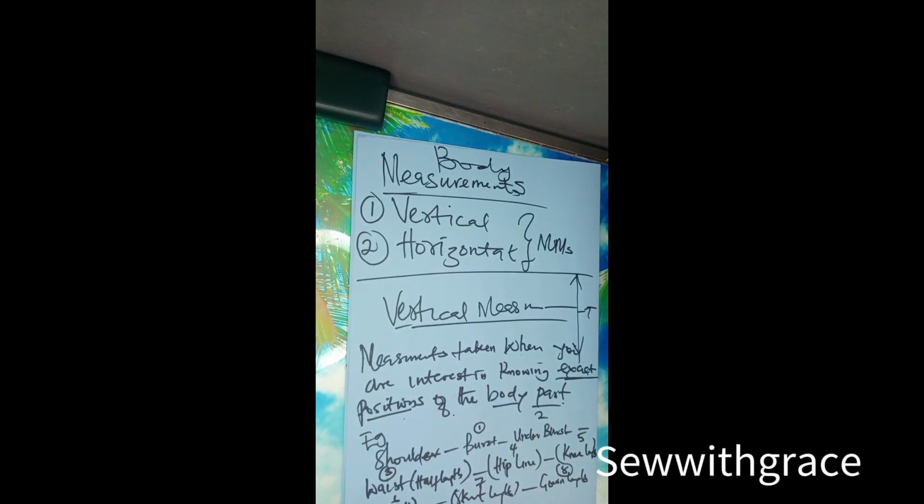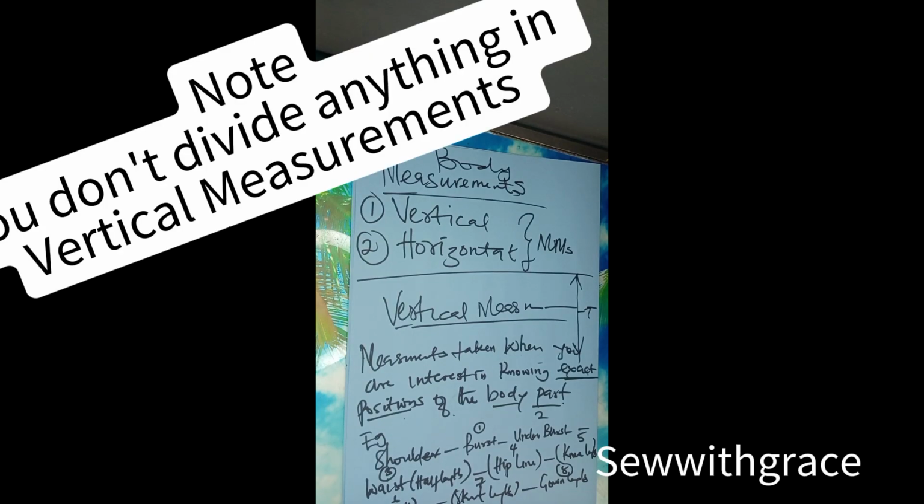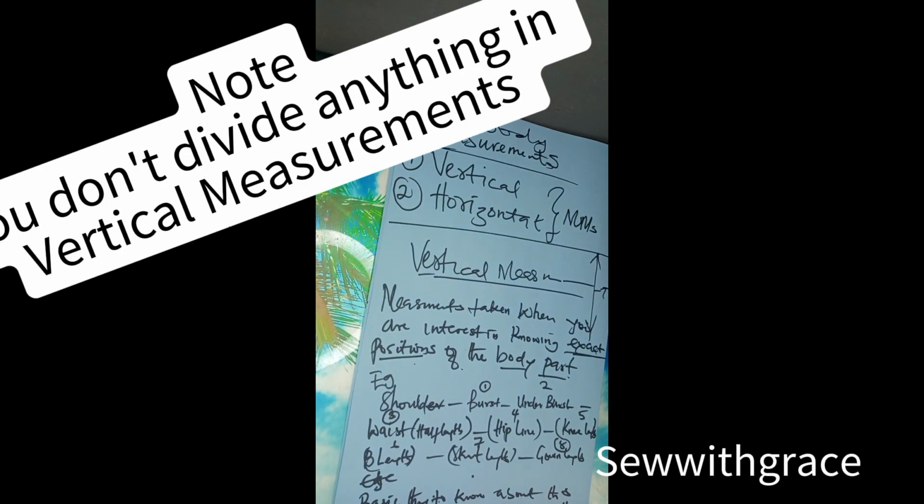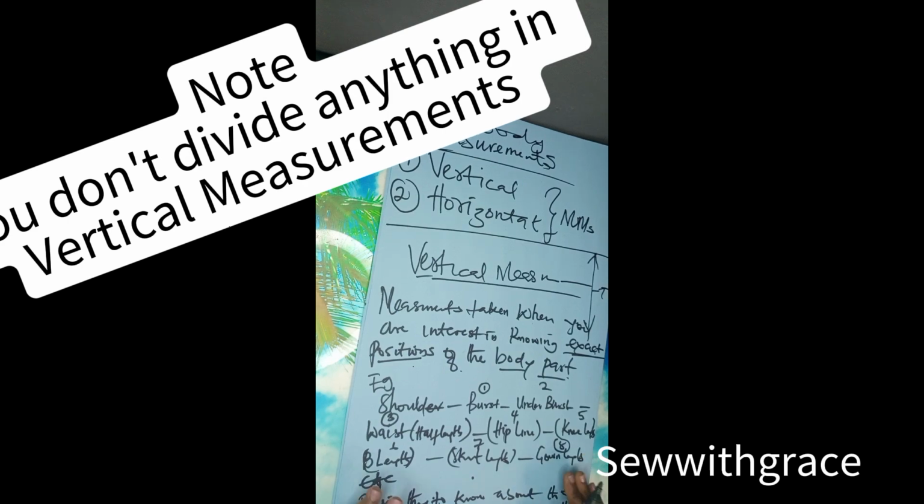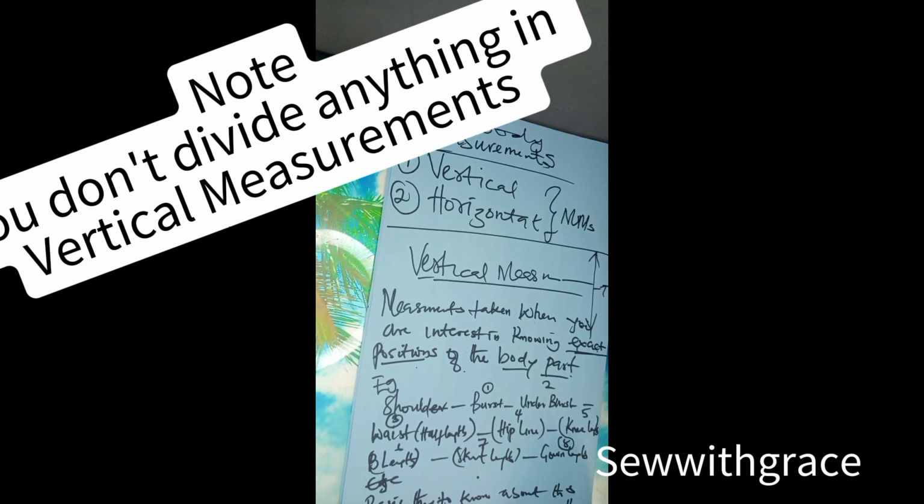Okay, you don't divide. That's the key word. You don't divide any of this. So that's the key thing to note in your vertical measurement, so that you don't get confused. You don't divide any of the measurements.